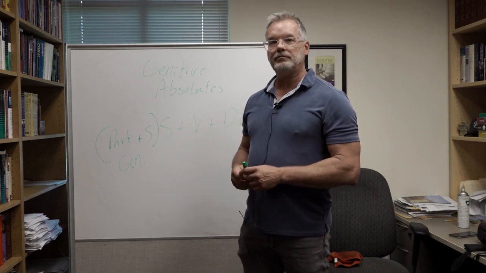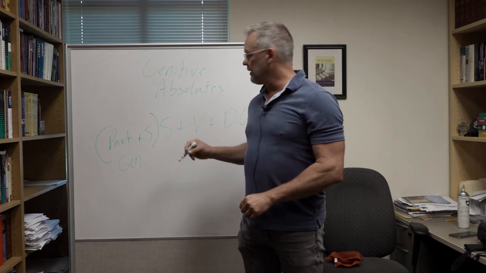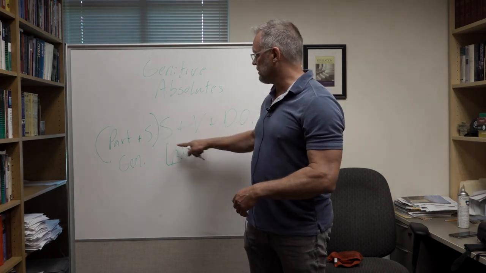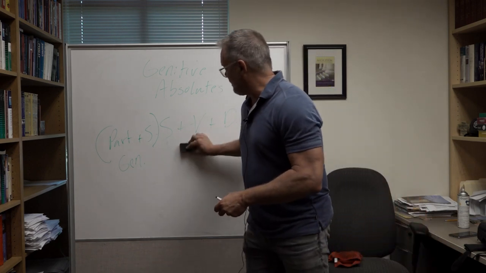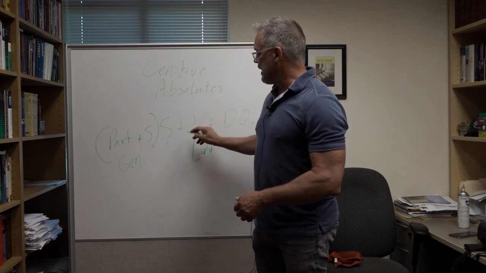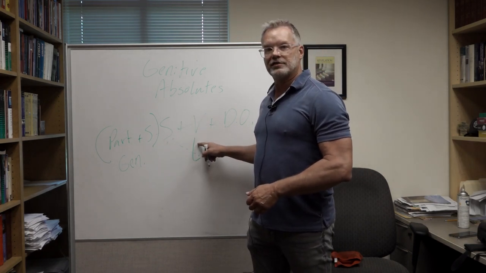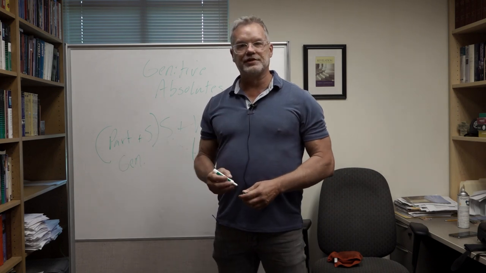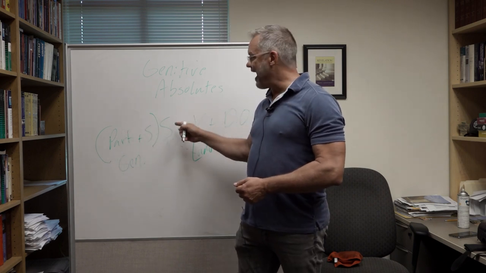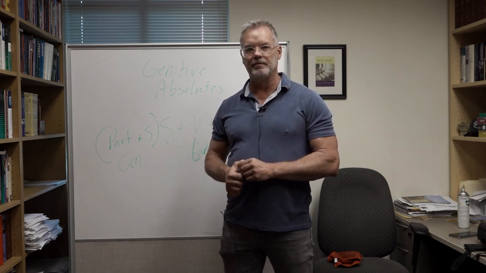In Greek, at least. So the point is, with the adverbial participle that we looked at in the last lecture, with adverbial participles, the same person doing the action of the main verb is going to be doing the action of the participle. But with genitive absolutes, that's not the case. The subject doing the action of the participle will not be the same as the subject that is doing the action of the main verb.